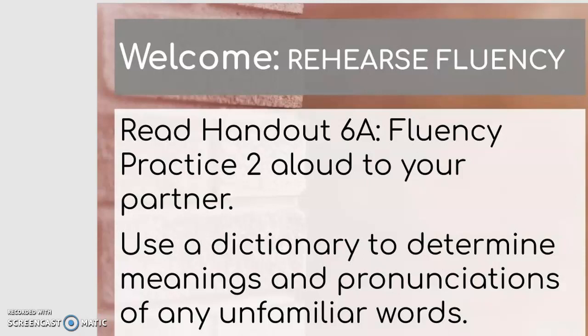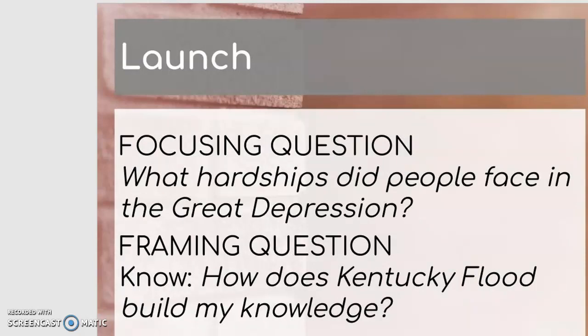Read Handout 6A, Fluency Practice 2, aloud to your partner. Use a dictionary to determine meanings and pronunciations of any unfamiliar words. So you're going to use the 6A model, Practice 2 handout to complete that using a dictionary. Your launch is your focusing question: What hardships did people face in the Great Depression? Your framing question: How does Kentucky Flood build my knowledge?